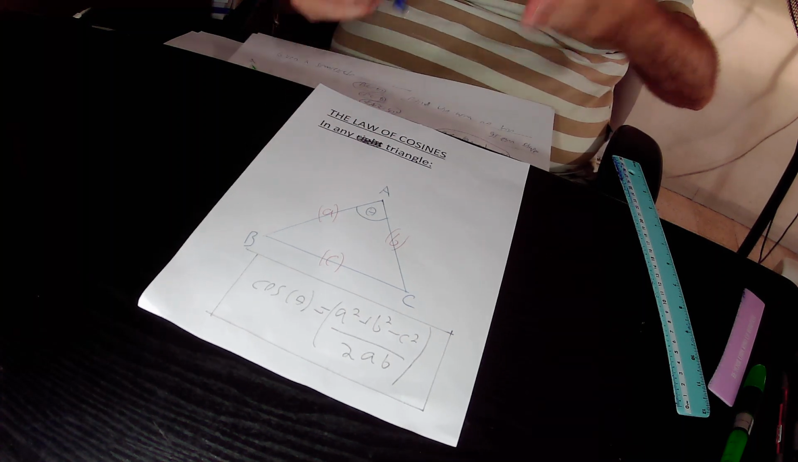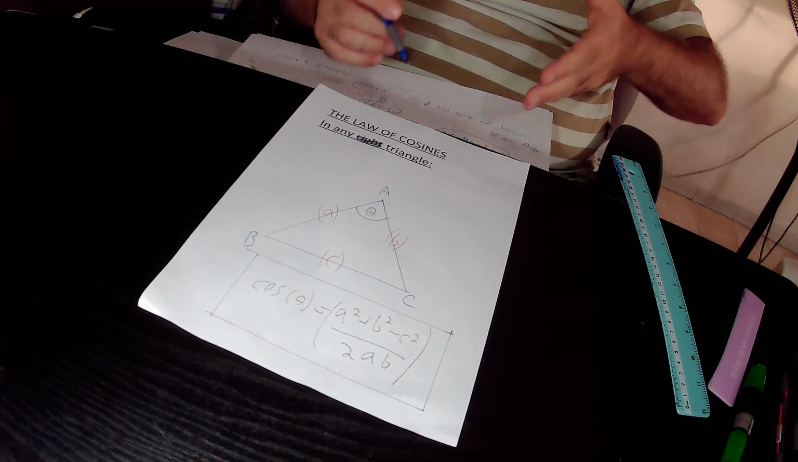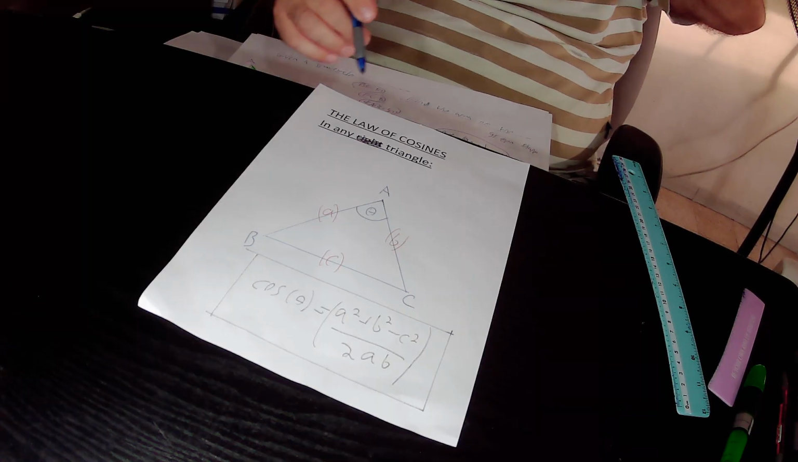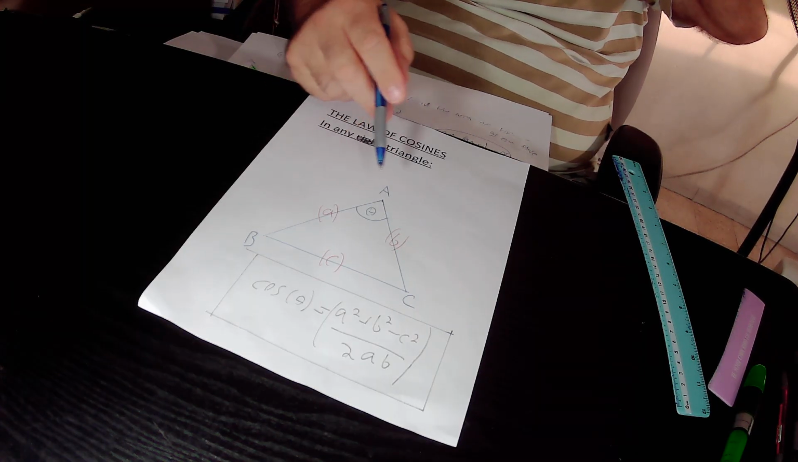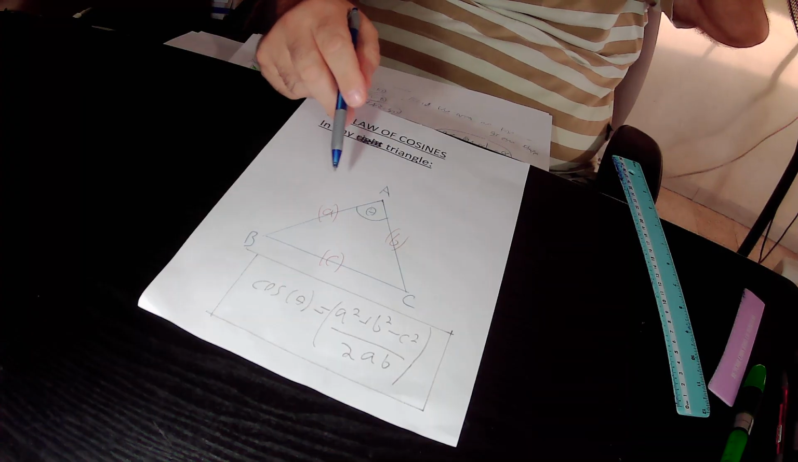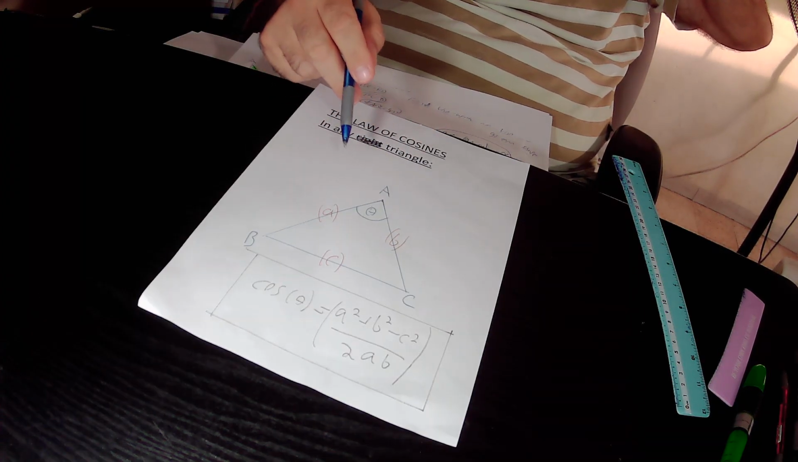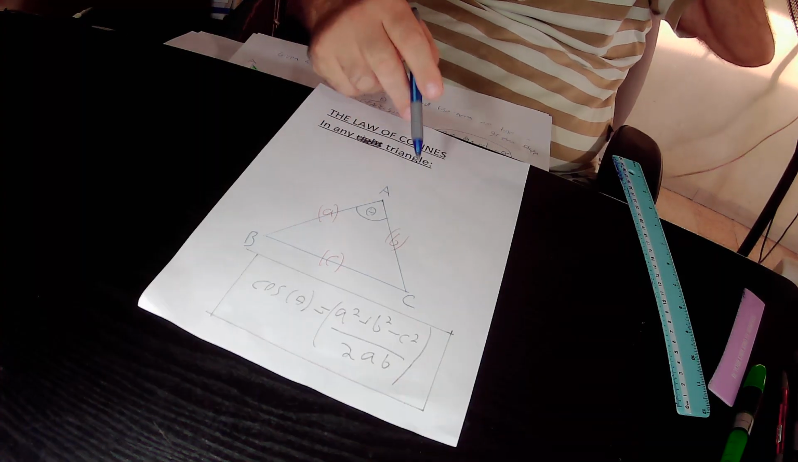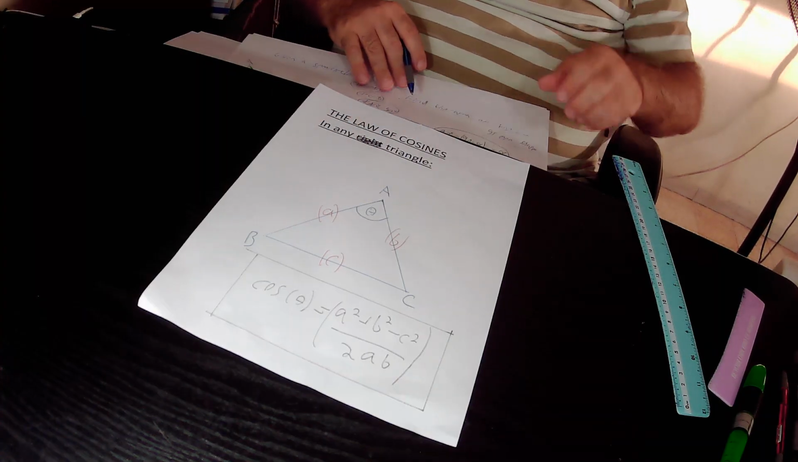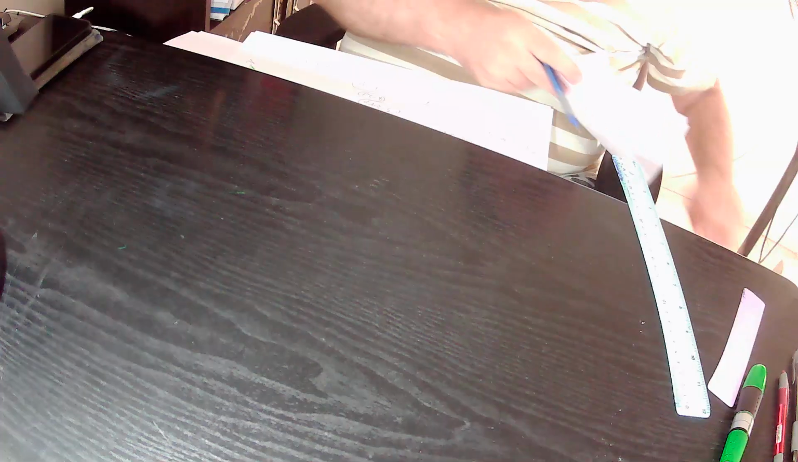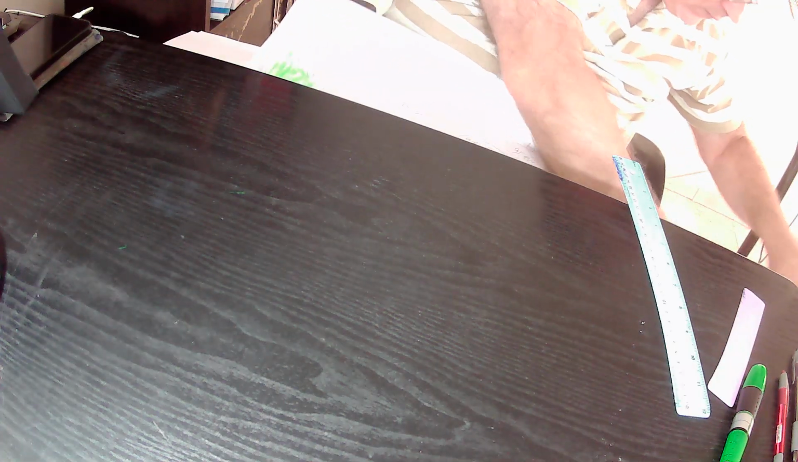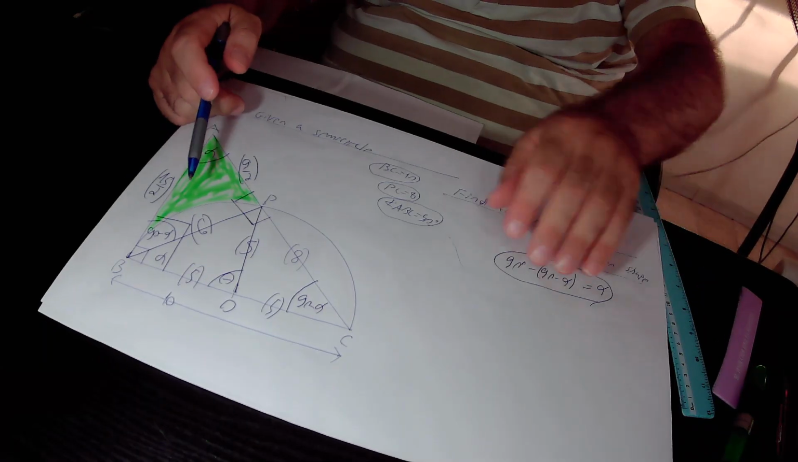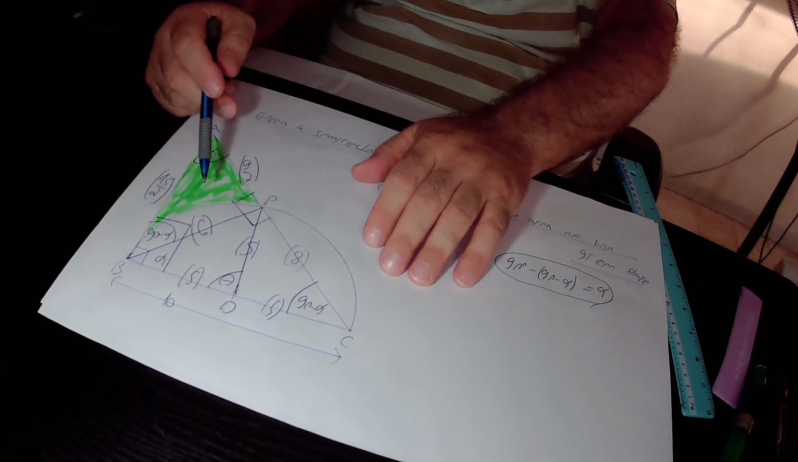According to the law of cosines, the following equation is true: cosine theta equals A squared plus B squared minus C squared over 2 times A times B. Again, cosine theta equals A squared plus B squared minus C squared over 2 times A times B. So we can actually implement the law of cosines in this triangle POB.